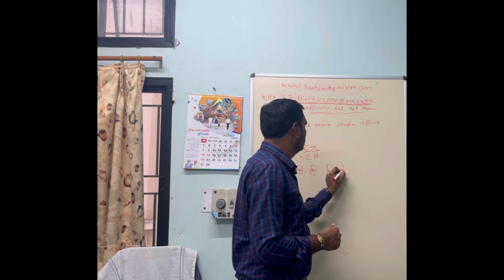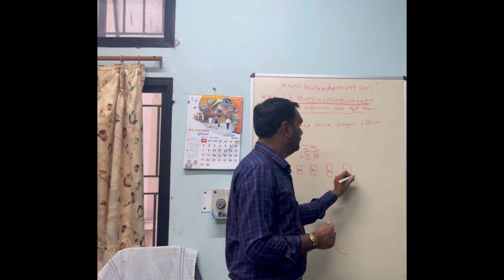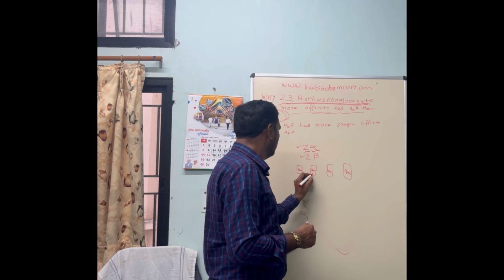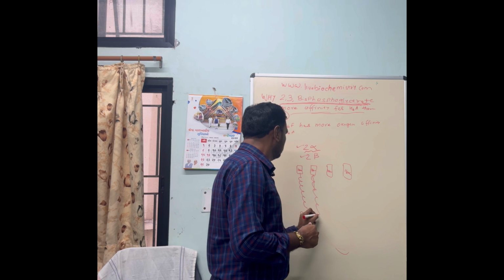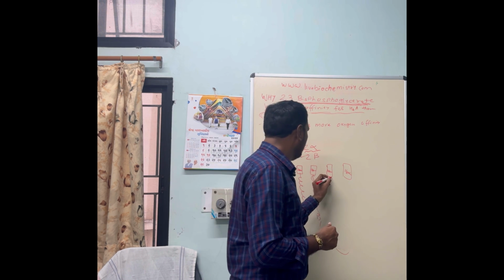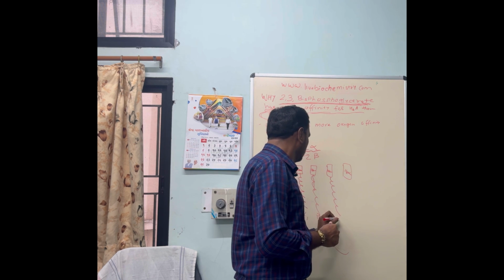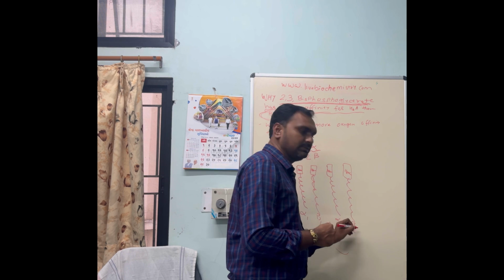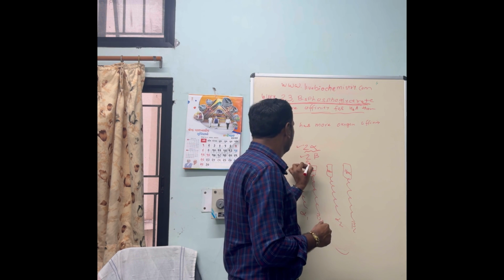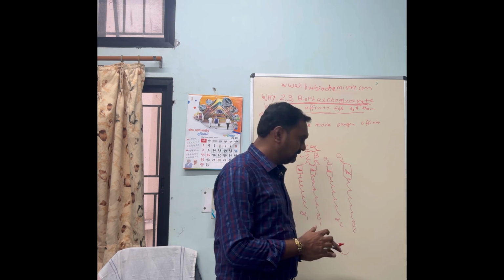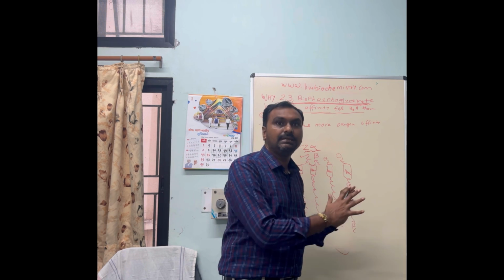These are 4 heme molecules. And there is 1 alpha chain, 1 beta chain, that is the alpha beta dimer. Again another alpha chain and beta chain. And with each heme molecule, oxygen is attached. So this is the structure of HbA.